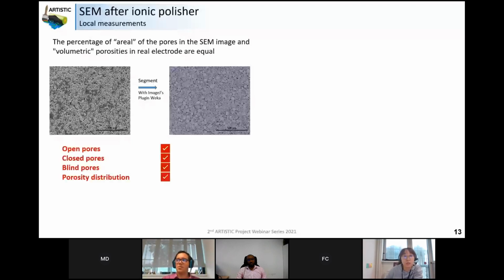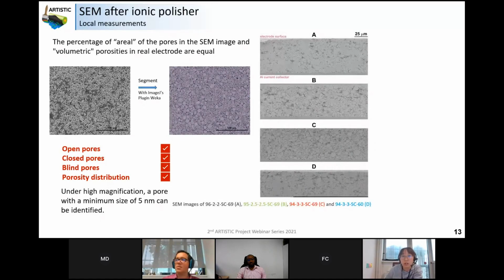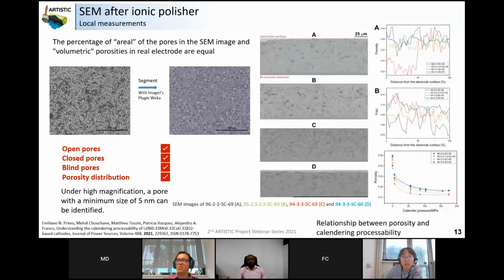So with this method, we can get the open pores, closed pores, sorry, the dead-end pores, and the porosity distribution. Now, under a high magnification, a pore with a minimum size of 5 nanometers can be identified. In our group, we already use these methods to study the pore size distribution under different calendaring conditions.